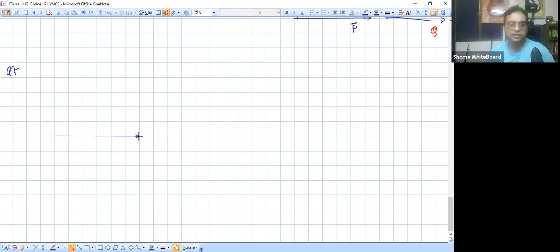If this is P, Q has to be in some direction like this because the angle is 150 degrees. So P is like this, Q has to be such that this angle is 150 degrees. And not only that, Q's magnitude has to be such that there's sum. So here what will their sum be? It will be the third side.